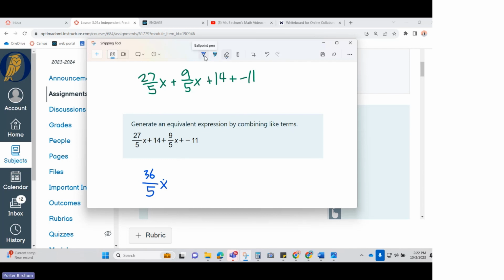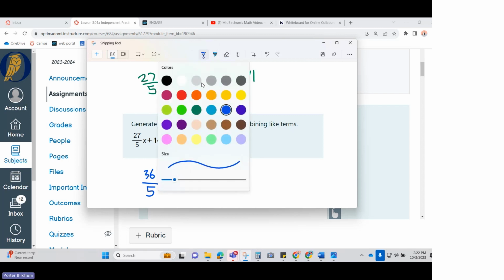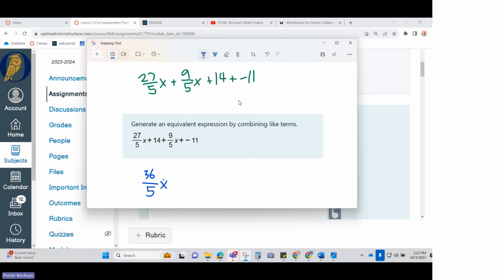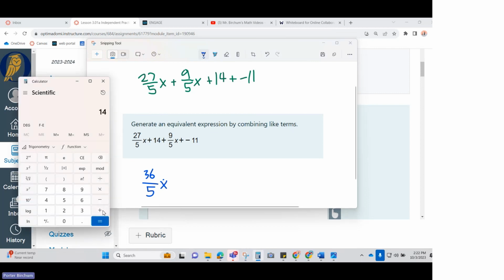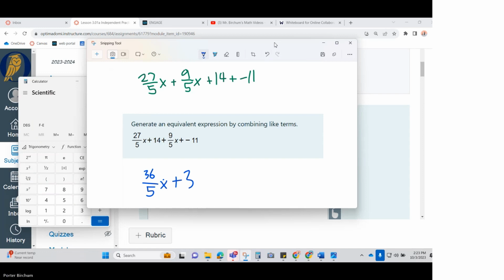And now let's look at our ones. I'm going to use a tally system. Actually, I don't think we need a tally system for that. Let's just type it in our calculator. 14 ones plus -11 ones is 3. Positive 3. So plus 3. 36/5 x plus 3.